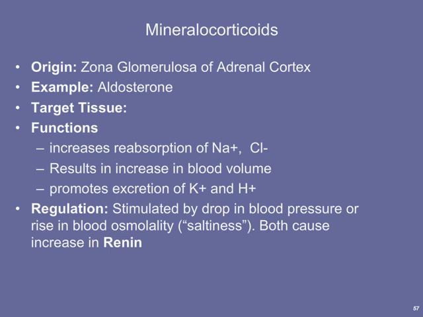Remember, the outer zone was known as the zona glomerulosa, and this secretes mineralocorticoids, and it's principally involved in regulating ions that are in the bloodstream that may end up in the urine. The principal example here of a mineralocorticoid is the hormone aldosterone, and the target tissue for aldosterone is principally the kidneys. There it helps to increase the reabsorption of sodium and chloride.